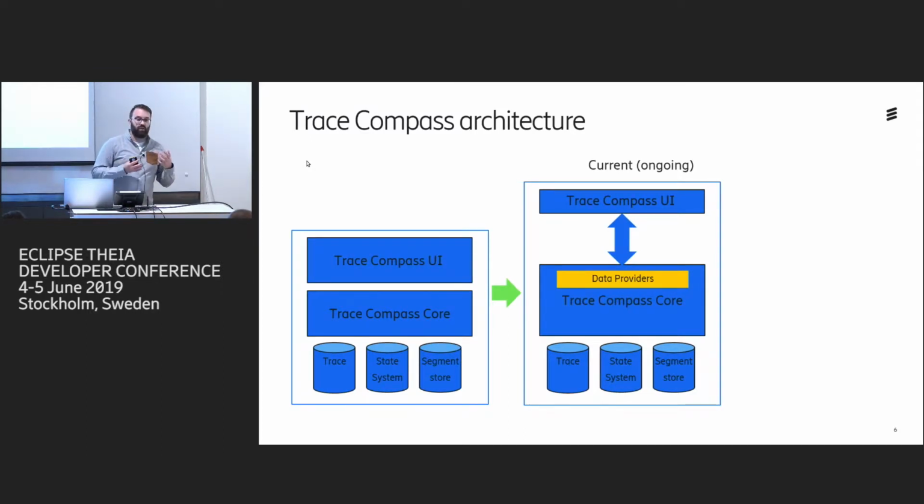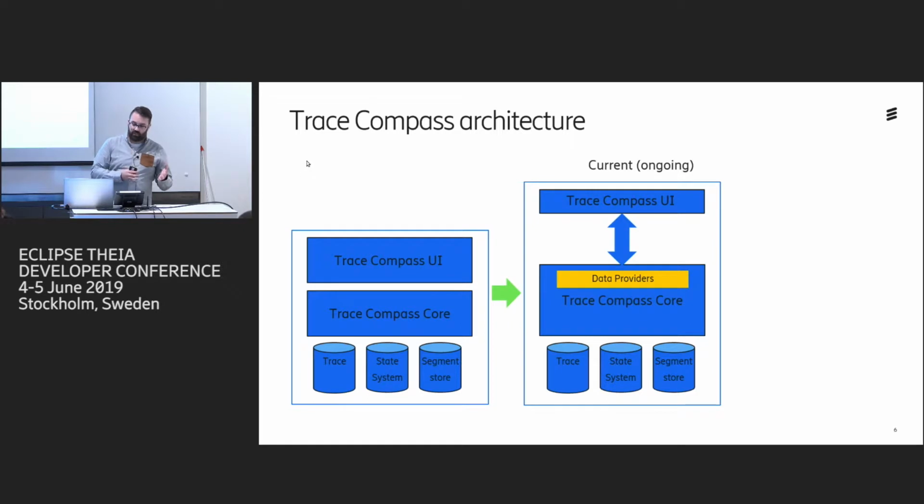So now let's talk about the architecture of Trace Compass. So we went from a classic Eclipse application, a monolithic application, very highly coupled, to a more layered architecture where the UI and core are decoupled, and we use what we call data providers as a common way to pass the data between the core and the UI of our application. So this is the current architecture in the Eclipse project.